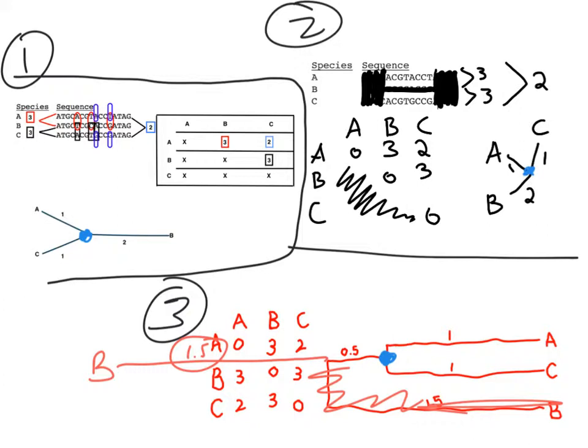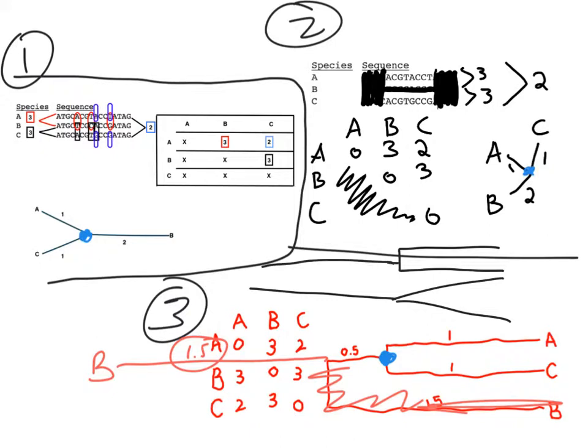I also don't mind if you draw that style of tree as a branching tree as opposed to the type that has the squared off brackets. Doesn't matter. Either of those is fine. Other questions?